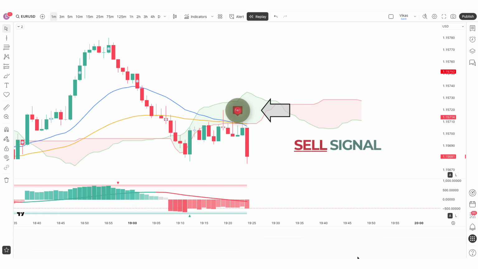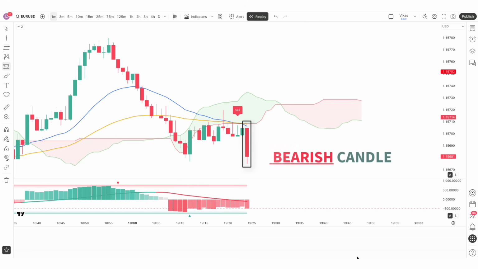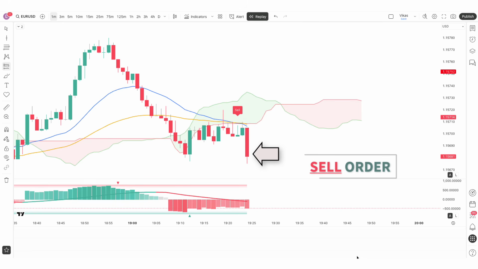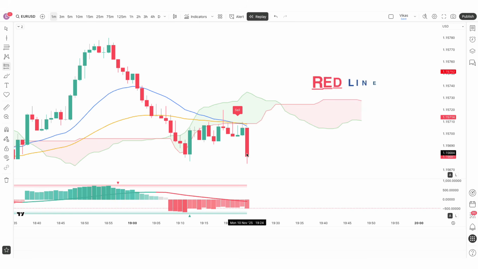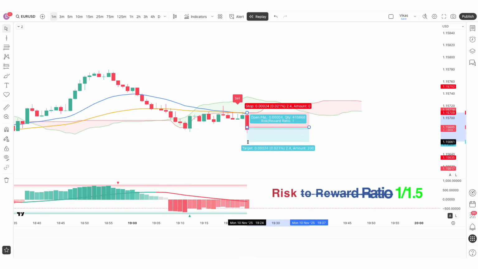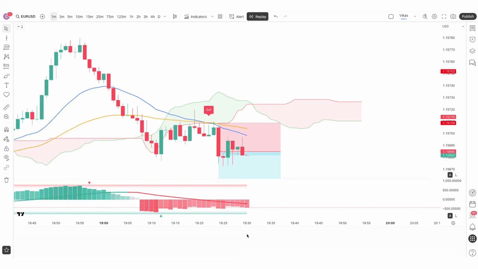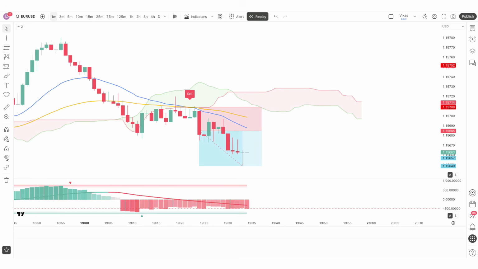Here the multi-confluence signal system indicator gives us a sell signal. Here the standardized PSAR oscillator has a red candle. Here the market has made a bearish candle to give confirmation. So all our conditions are being fulfilled, so we are placing an order to sell. Our stop loss should be at the red line, and the risk to reward ratio will be 1:1.5. We have won this trade.